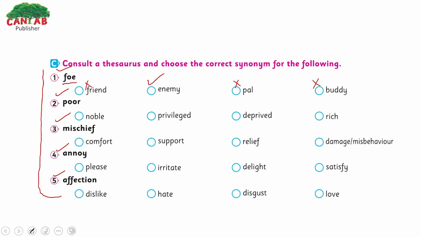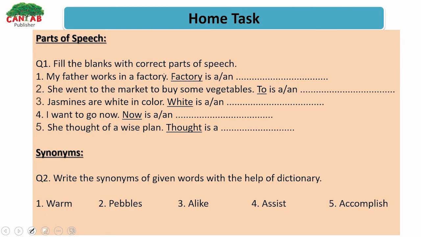Good. Now, dear student, let's move to the home task. The question 1 is from parts of speech. What it says, fill the blanks with the correct parts of speech. Read the sentences first and you have to tell if the underlined words are a verb, a noun, conjunction or preposition. For example, my father works in a factory. You need to tell factory is a noun, verb, preposition or conjunction.